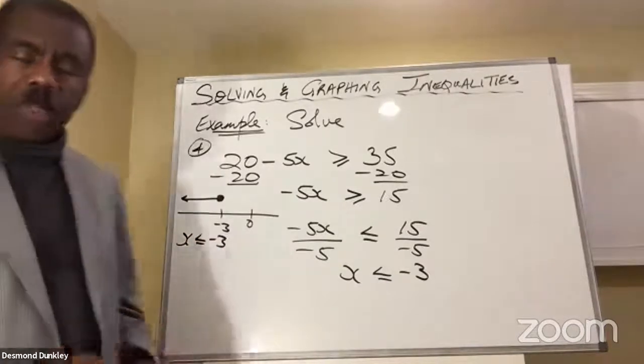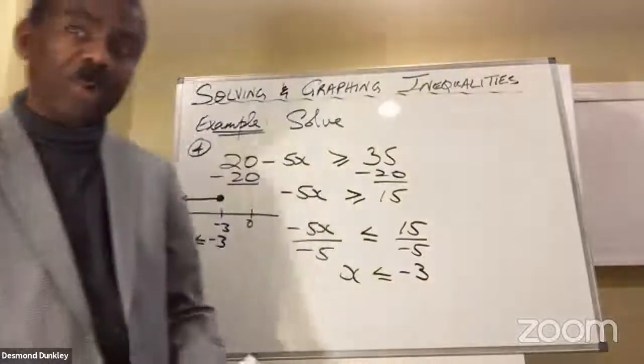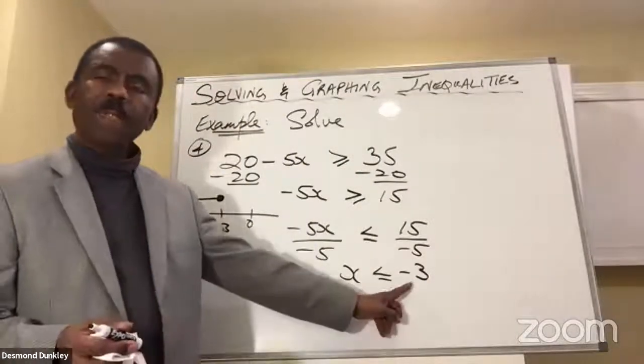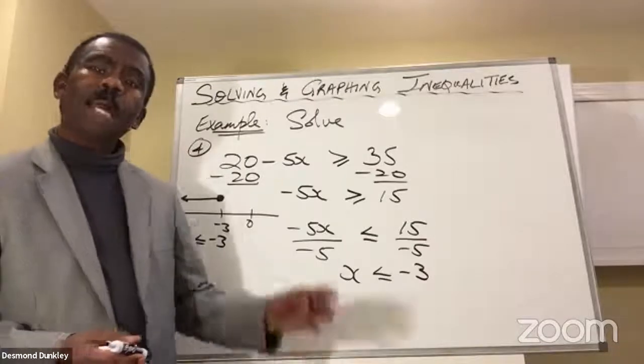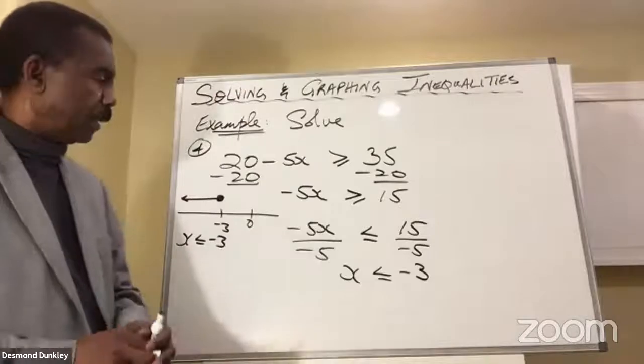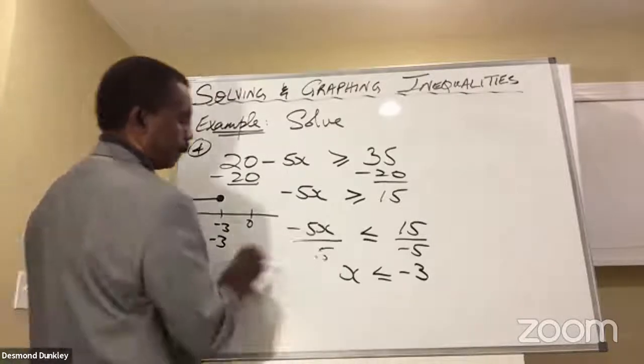And what we need to do now is to test to see if it works. So we're going to do 3 tests this time. We're going to try negative 3, see if that works. Try a number below negative 3, and try a number above negative 3, and see what happens.